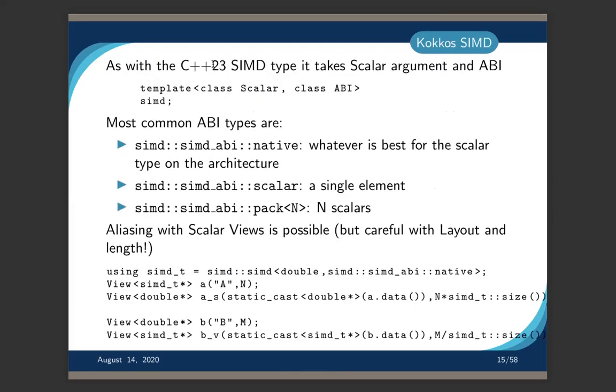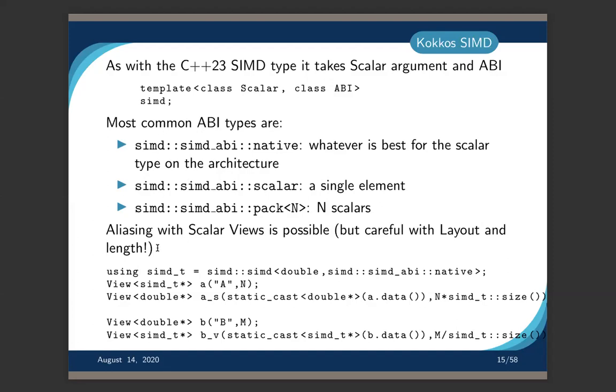As with the C++23 SIMD type, it takes a scalar argument and an ABI. There are 3 really common ABIs: native is whatever is best for the scalar type, scalar is a single element, and pack is n scalars. We're probably going to rename that to fixed size to align with the C++23 standard at some point.